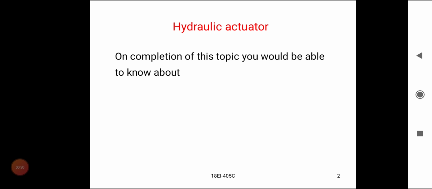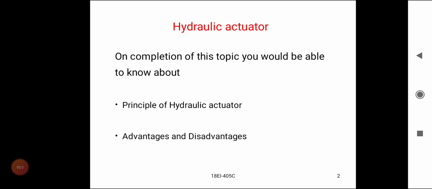Hydraulic actuator. On completion of the topic, you would be able to know about the principle of hydraulic actuator, and the advantages and disadvantages of hydraulic actuator.